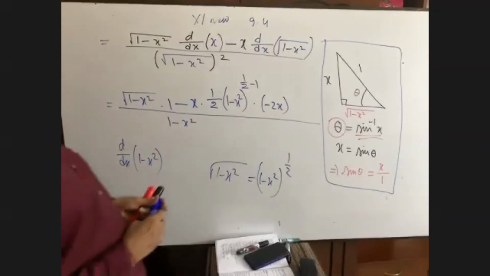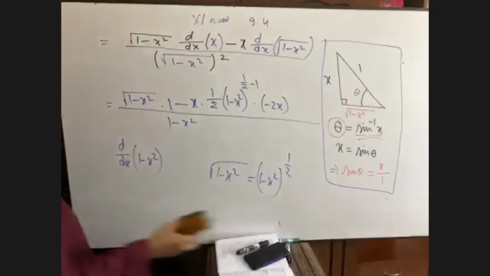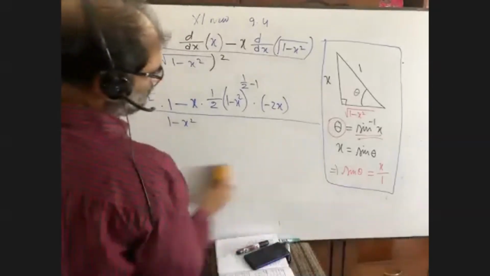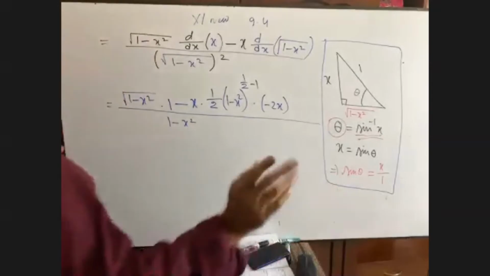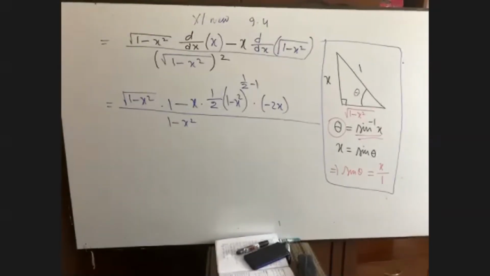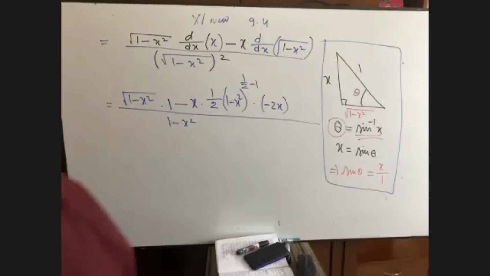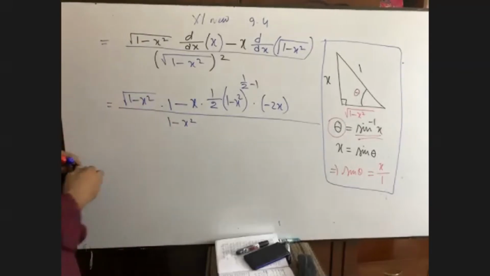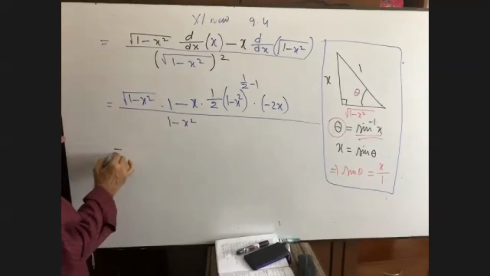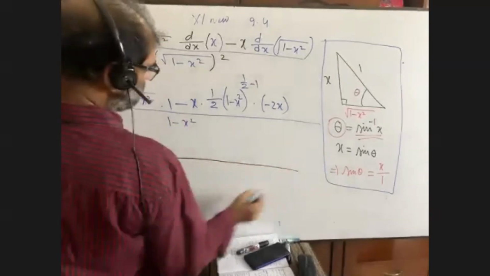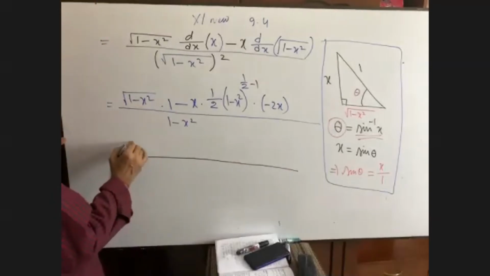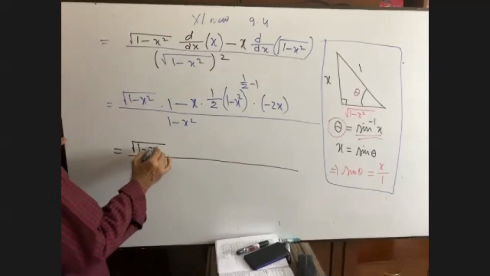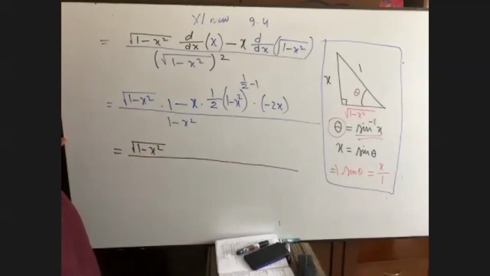You have to skip one line like this. If you fail to understand, please let me know. That is root over 1 minus x square. Did you skip a line here? Yes, you are absolutely right.